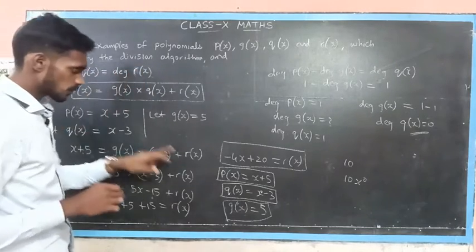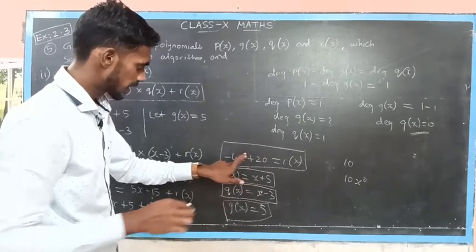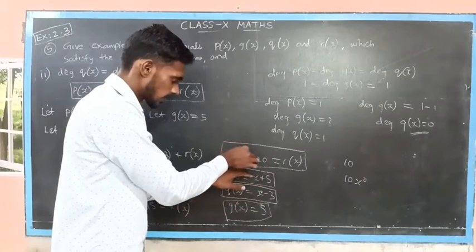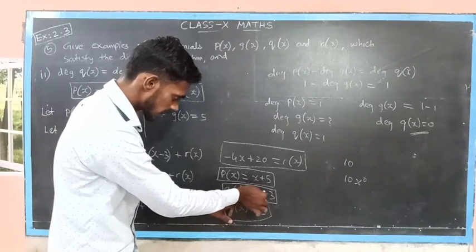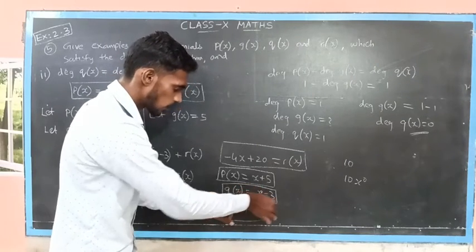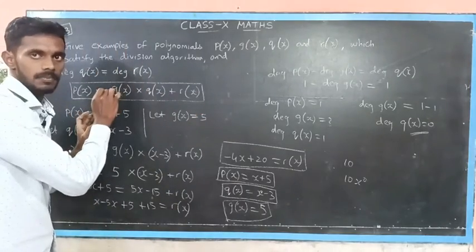See here, the degree of q of x is 1, the degree of r of x is also 1, it can be written as 4x power 1. So, the degree of r of x is also 1, then the degree of q of x, it is x power 1. So, the degree of q of x is also 1. So, this satisfies the given condition. Okay.